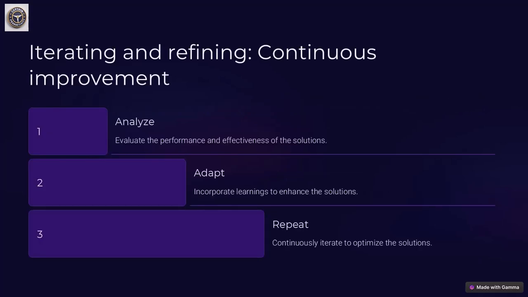Iterating and refining focus on continuously improving solutions by analyzing their effectiveness and adapting based on feedback. For instance, a tech company launching a new app might release an initial version, gather user feedback, and update it with improved features based on that input. This cycle of evaluation and improvement ensures the solution evolves to meet users' needs effectively over time.